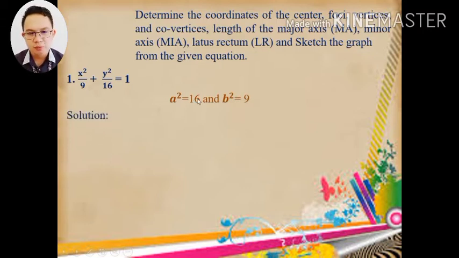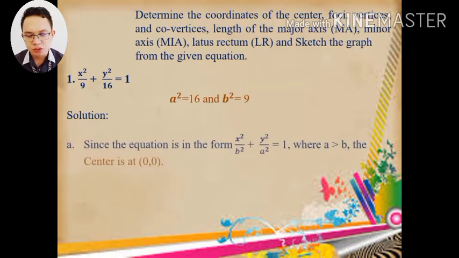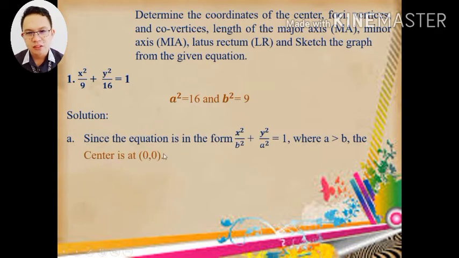A squared and B squared pa lang yan ha, hindi pa yun yung value ni A at saka ni B. Solution, first one is we're going to get the center. So since nandito si A squared, ang formula or ang equation is x squared over b squared plus y squared over a squared is equal to 1 kasi mas malaki nga si A. So the center is 0, 0.